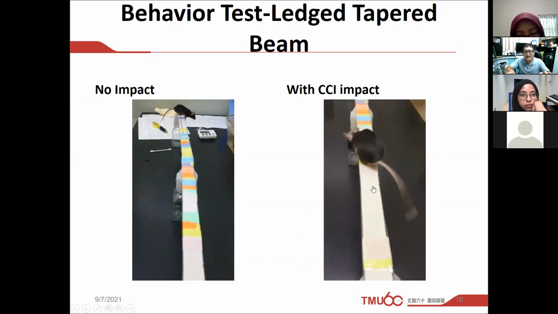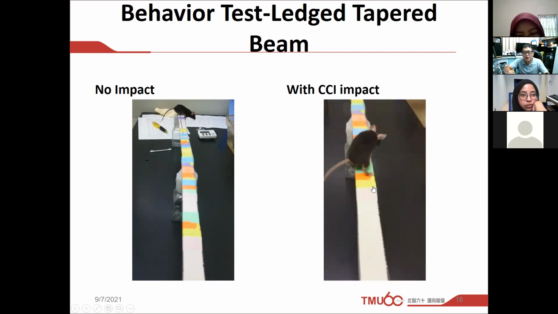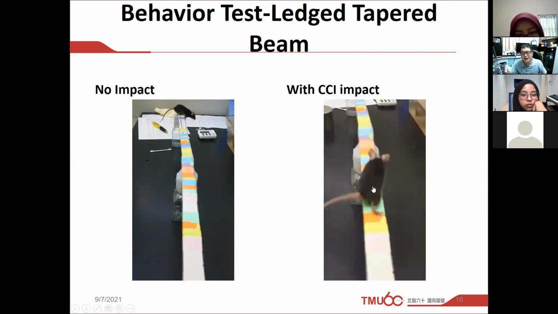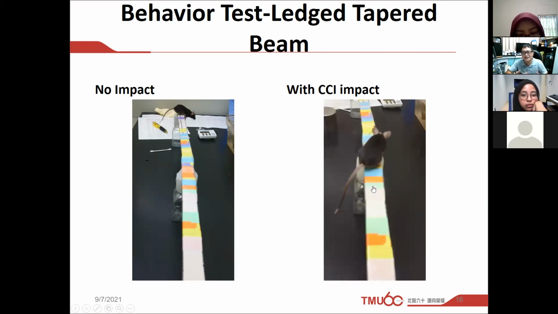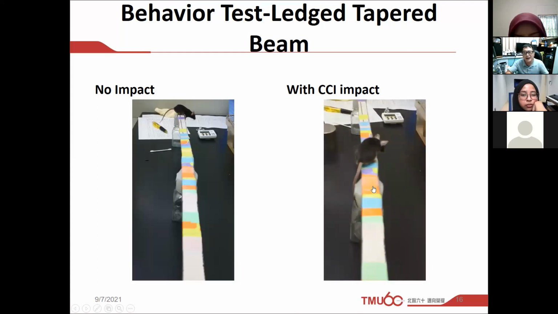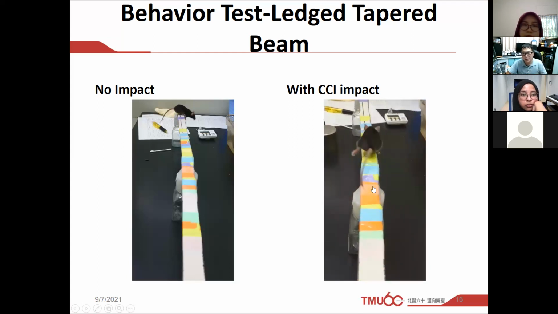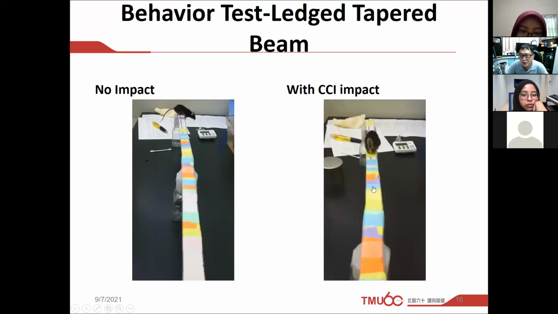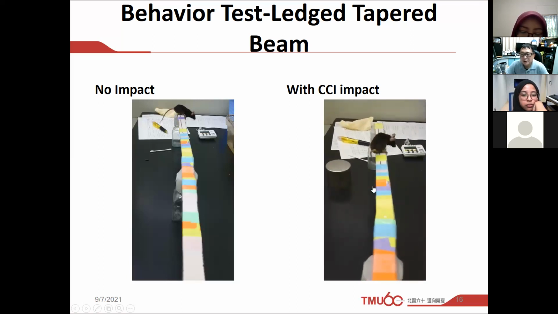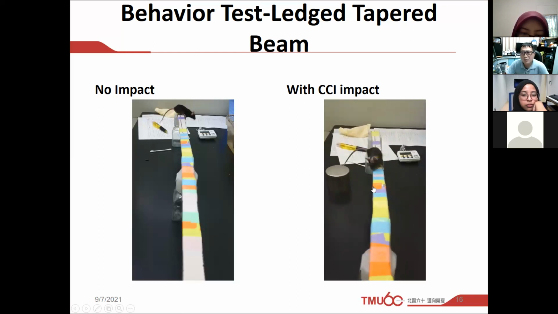Their four limbs are not coordinated. It spends a lot of time to complete this whole journey, and it stops a couple of times. Those observations are our data. And then later on we are going to give the mice the drug after impact and see whether their recovery is good or bad.